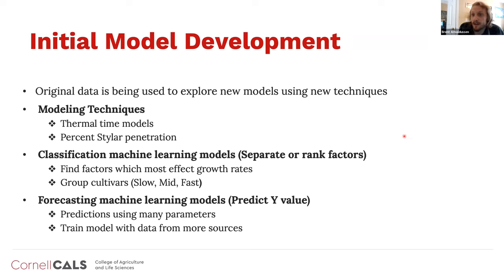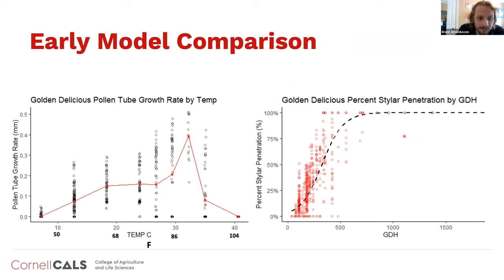And then lastly, we're looking at forecasting machine learning models. These are models that look at many different factors to predict a Y value. So this would be a model that we're currently trying to develop using many different data sources to sort of train the model, so to speak. All right, next slide, Greg.